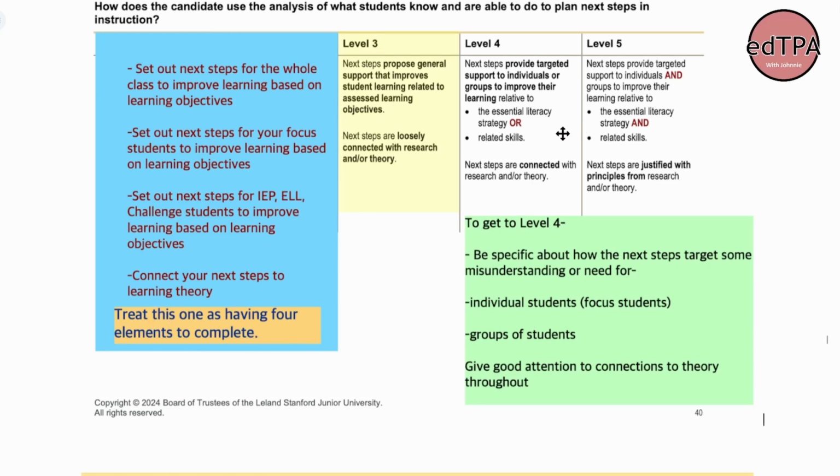For level 4, next steps provide targeted support to individuals or groups to improve their learning relative to the essential literacy strategy related skills. Next steps are connected with research and/or theory. Notice that it's not vague here about who needs to have the support in next steps. You need to have targeted support, and you need to have absolutely clear connections to research or theory. So to get to level 4, be specific about how the next steps target some misunderstanding or need for individual students, your focus students, groups of students. Give good attention to connections to theory throughout, and that'll take you to level 4.